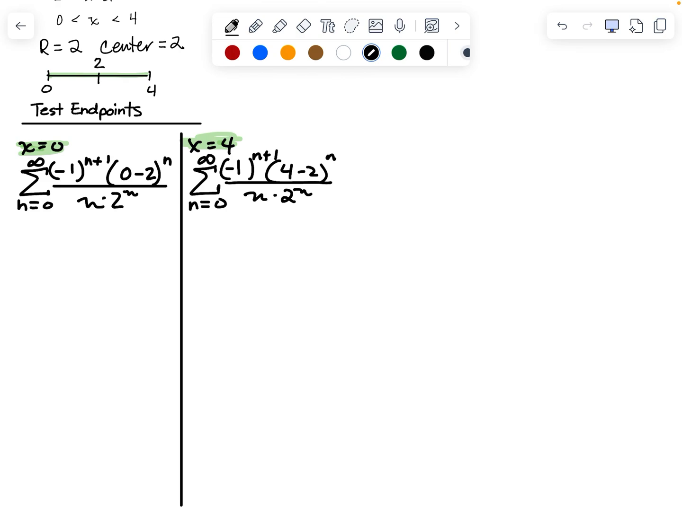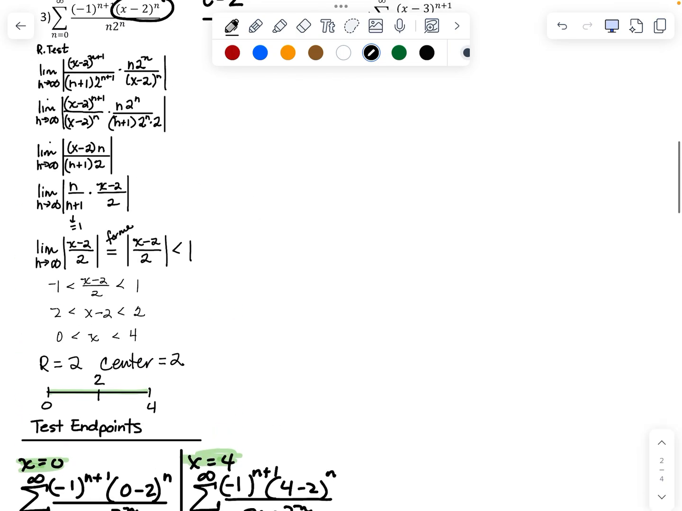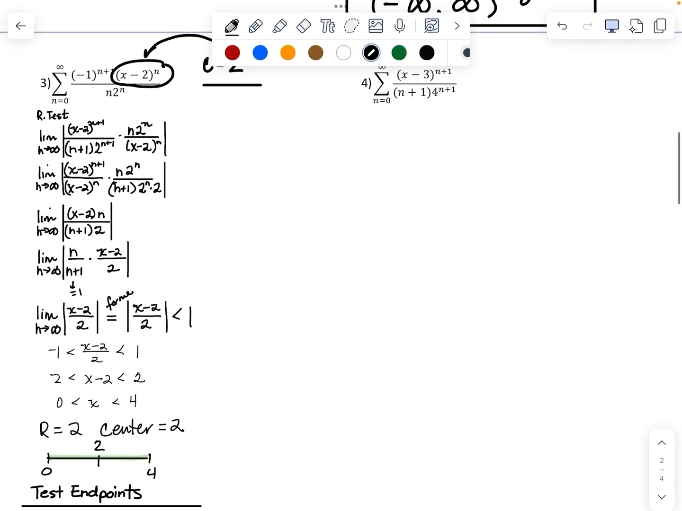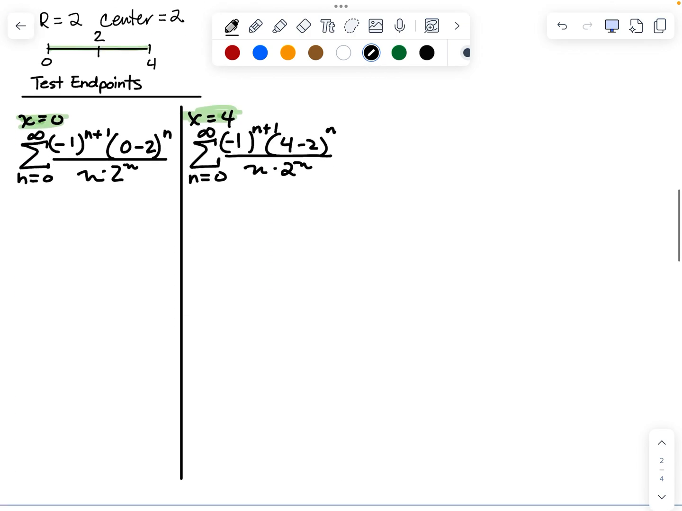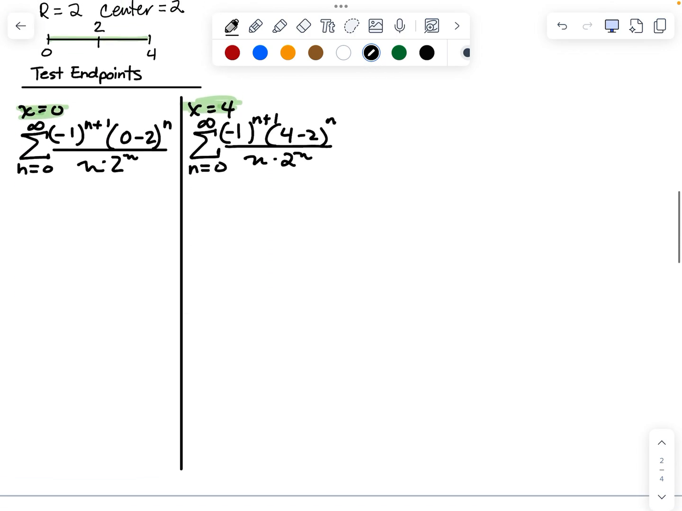All right, so when we have the summation, we're just going to test our original summation, our power series, with x is equal to 0 and x is equal to 4. Someone the other day asked if Maclaurin series are power series. Yes, indeed, they are. And so are Taylor series. So just another way that we're using that word. Now, here's what we're going to do. We're going to plug in x is equal to 0 and x is equal to 4, and test to see if either one of them converge.